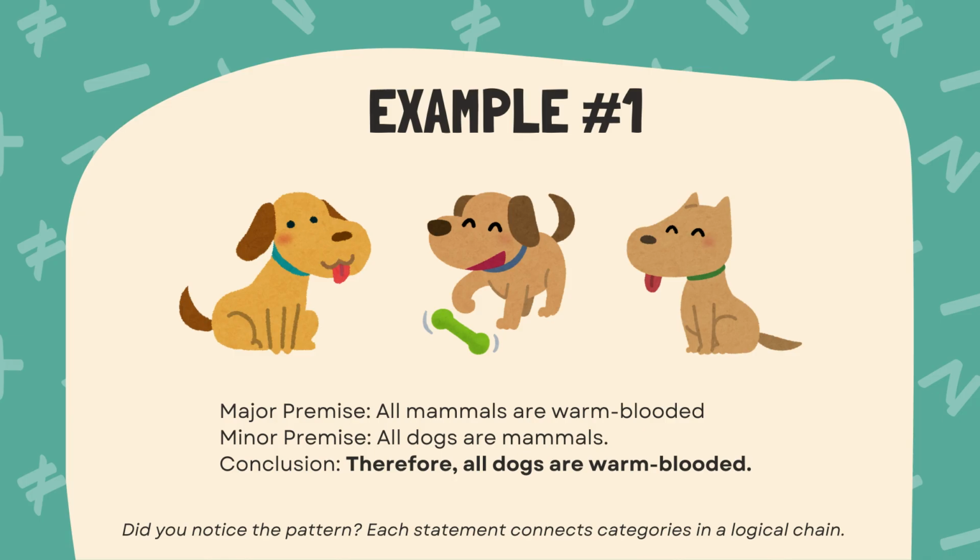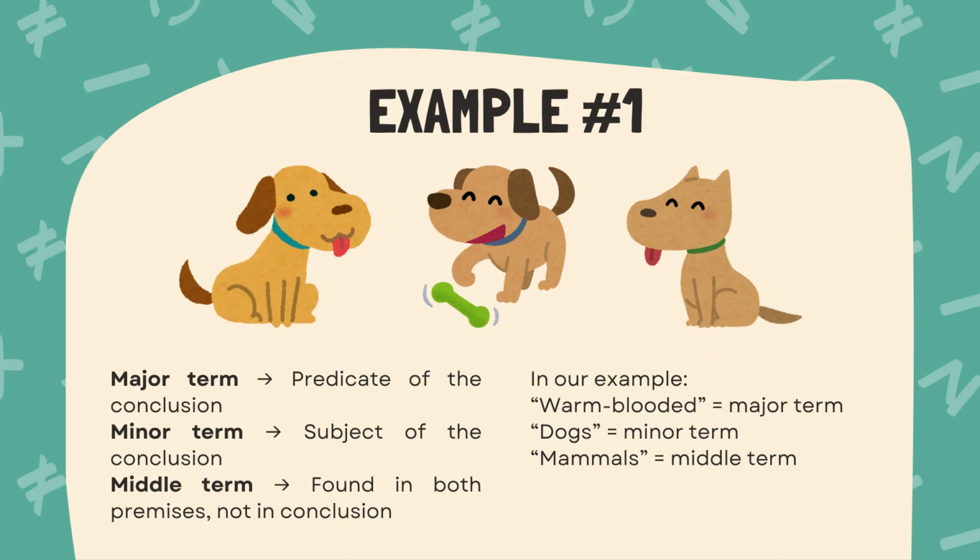Example number 1. The major premise is all mammals are warm-blooded. And next, the minor premise: all dogs are mammals. So, therefore, all dogs are warm-blooded. And the terms are, the major term is warm-blooded, the minor term is dogs, and the middle term is mammals. So the middle term, mammals, connects dogs with the property of being warm-blooded.